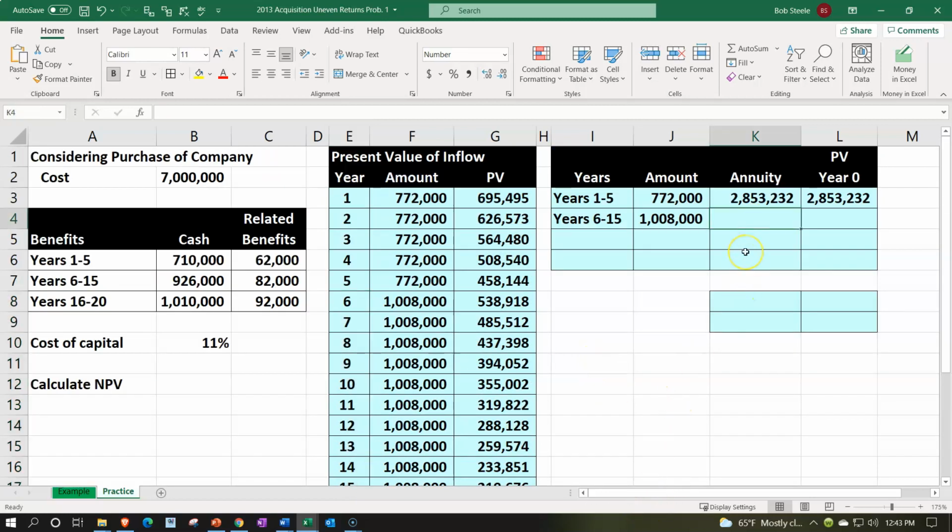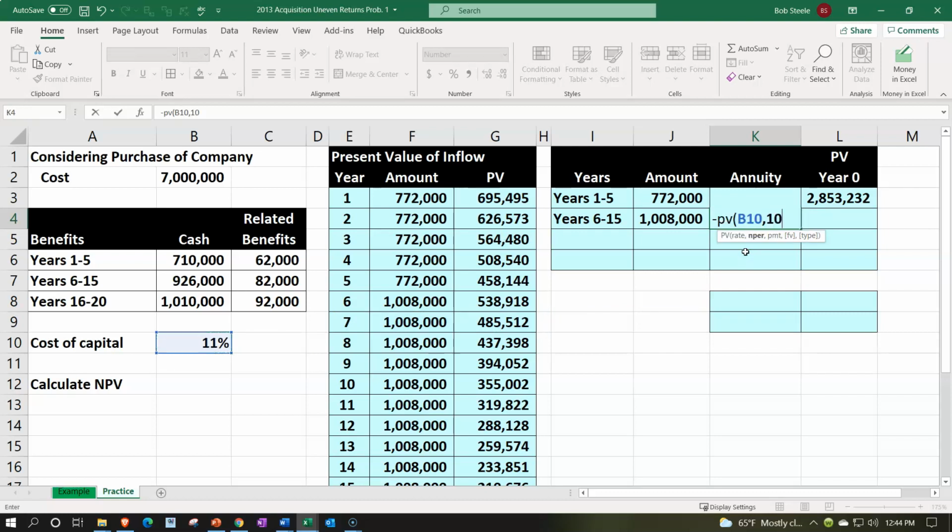So then I'm going to do my annuity for 10, negative present value, shift 9, rate is at that 11%, comma, number of periods is now 10, we said, comma, and then the payment is going to be that because it's an annuity, not a present value of 1. So there we have it.